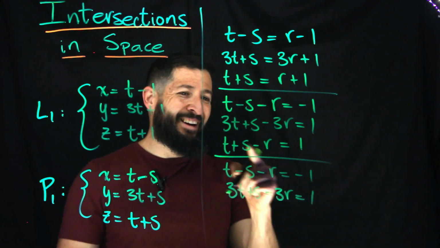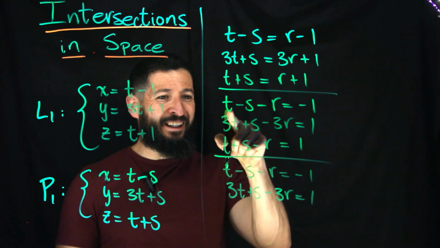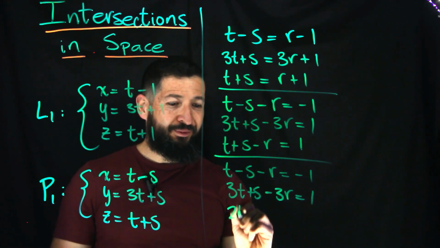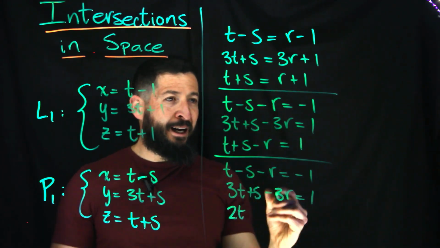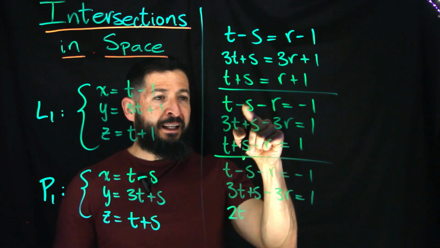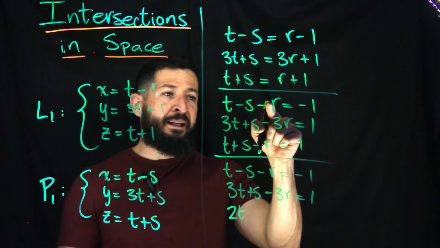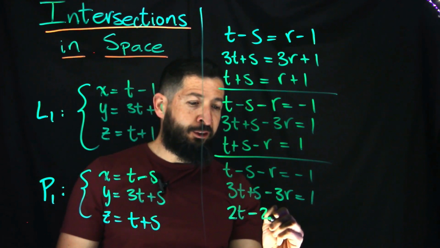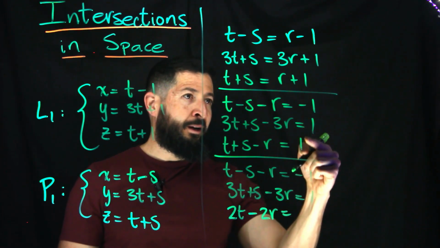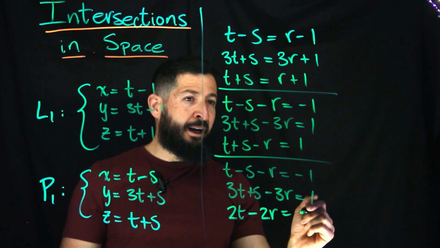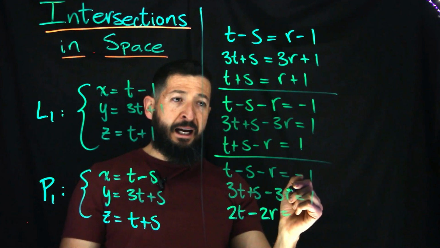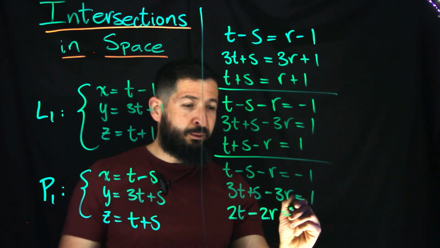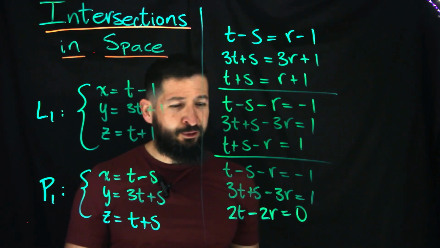equals 1. And now I'm going to add these two equations. So I get 2t, and then when you add negative s plus s, they cancel, and then negative r minus r, so it will be minus 2r equals 1, negative 1 minus 1, which is going to be, did I add them? No, I added them. So negative 1 plus 1, which is 0. Be careful with what operation you're doing.